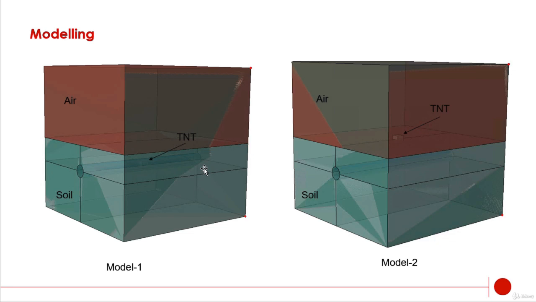For this tutorial we're going to have two models. In model 1, the TNT is located in the middle of the pipeline, and in model 2, the TNT is located at the border between the air and soil, so half of it is in the air and half of it is in the soil. Now, what you're going to expect in the results section.